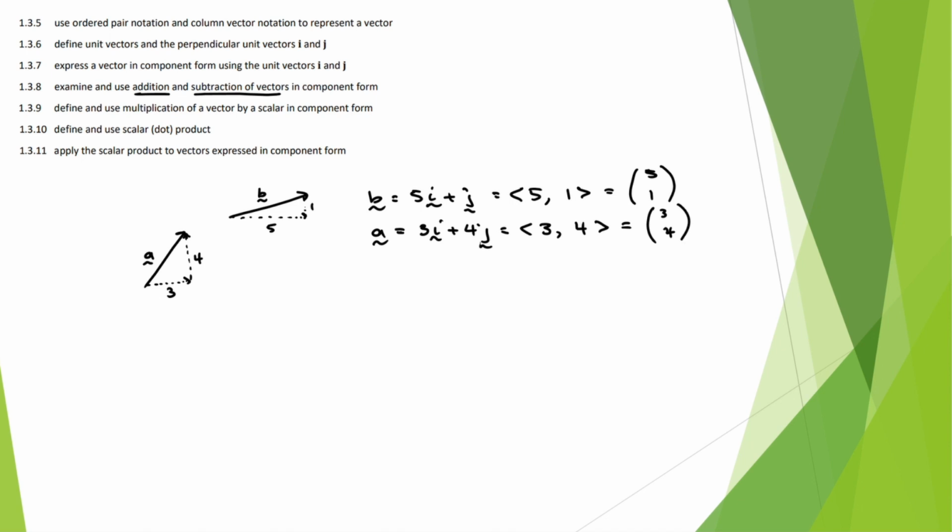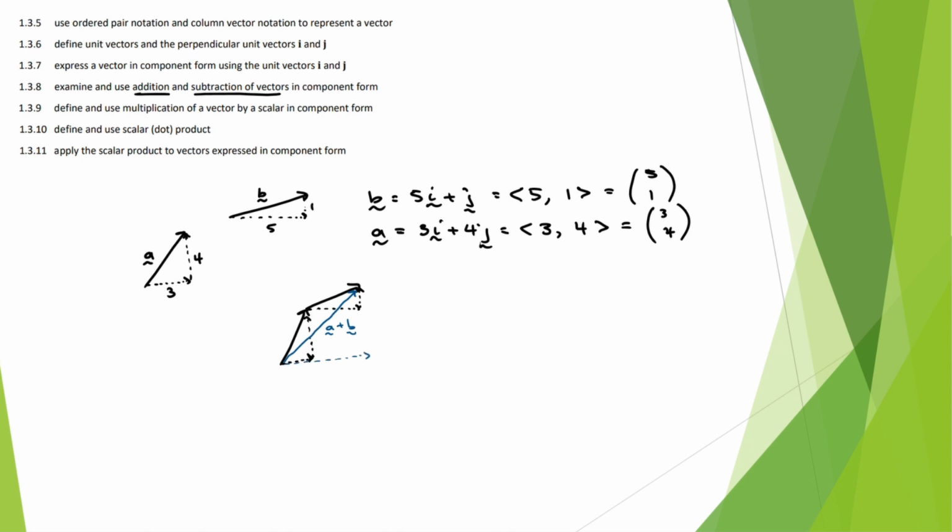If I am adding A and B using my triangle rule, it will look something like this. Again, I have 5 in this direction, 1 in this direction, 3 in this direction, 4 in this direction. Cumulatively, the resultant, which I've drawn here in blue, is equal to A plus B.